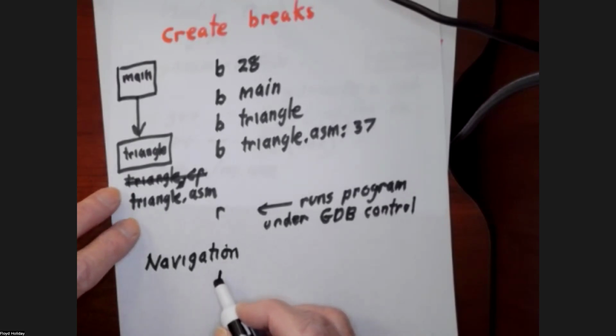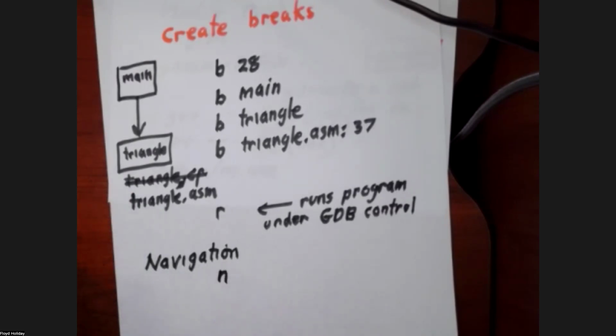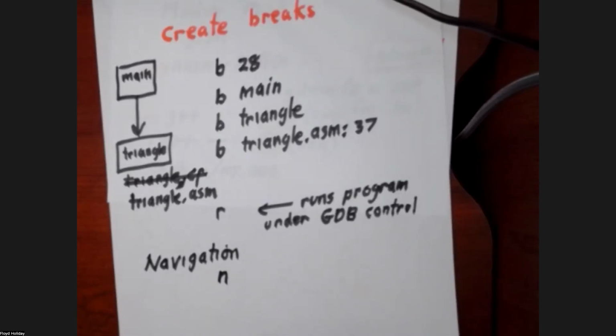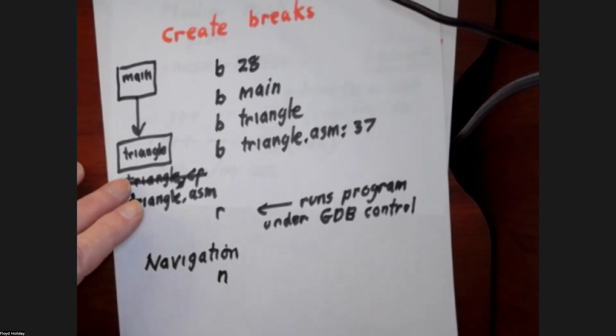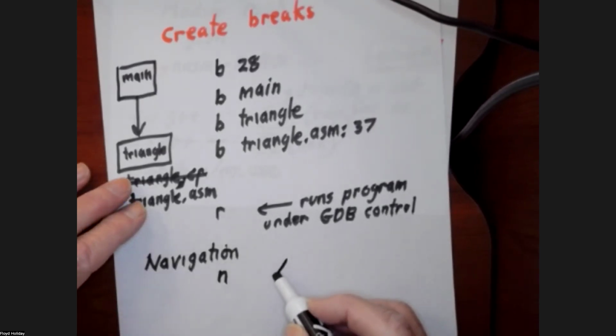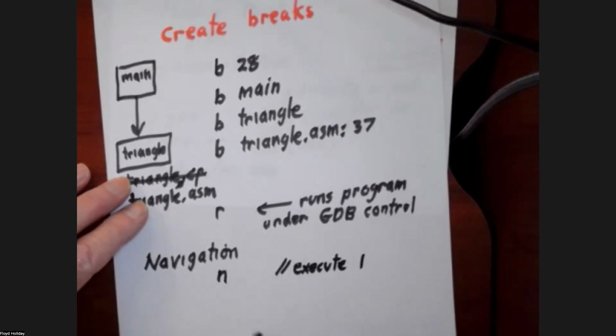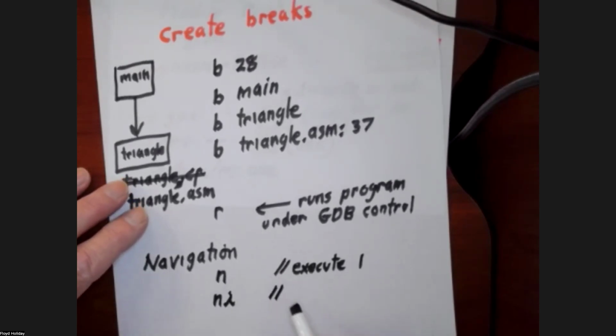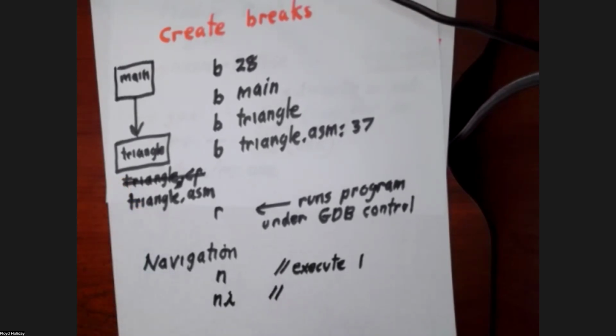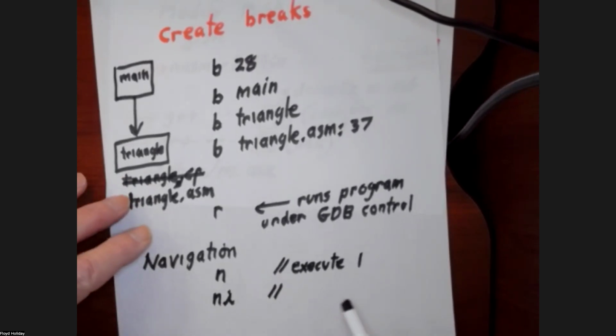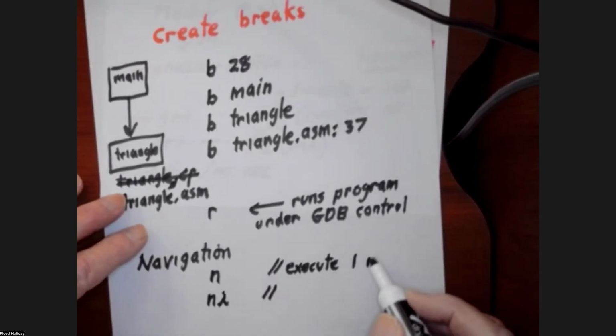Start with N. If we press the letter N, that's short for next instruction. It will advance, it will execute one instruction and then pause. If you enter NI, it will simply show you what the next instruction will be without executing it.